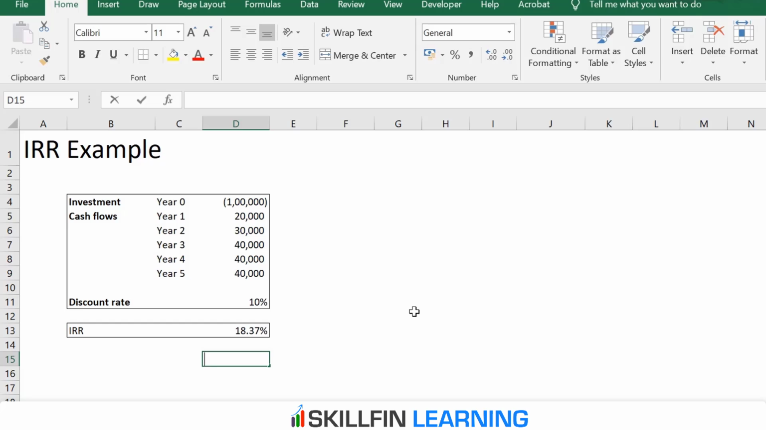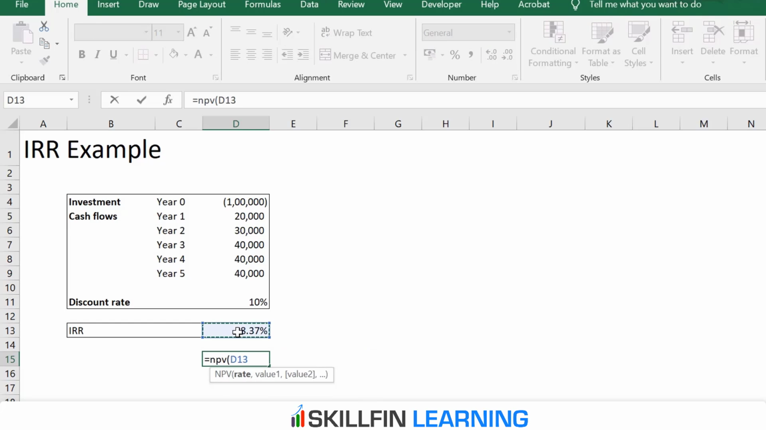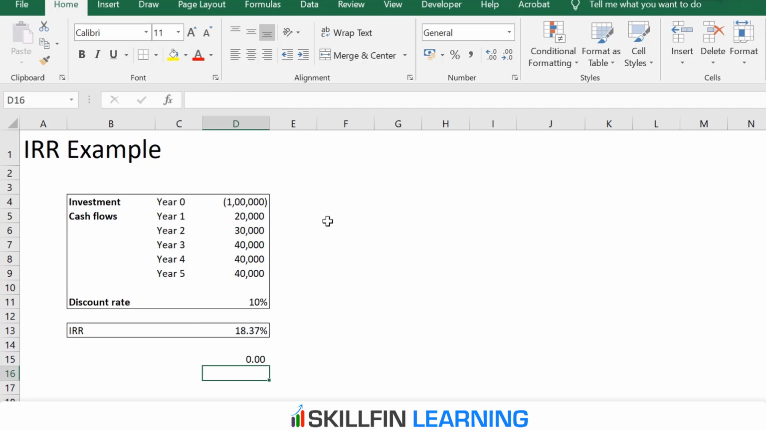rate. So we type is equal to NPV, the rate, the values, close bracket, and then add the cash outflows at start of the project, press enter, and we get an NPV of 0, meaning that at 18.37%, the net present value of this investment is 0.